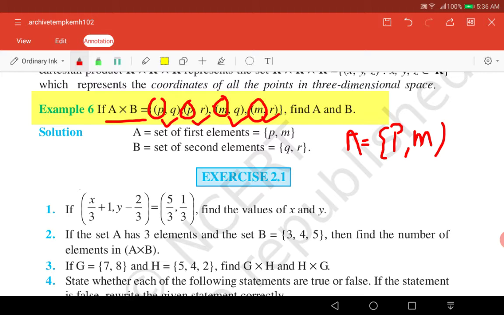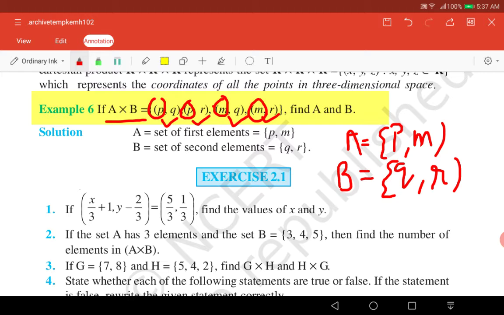Now for the second set B, we can check the second elements of each pair. So here they are Q, R and Q, R. So it is obvious that the elements of set B will be Q and R.